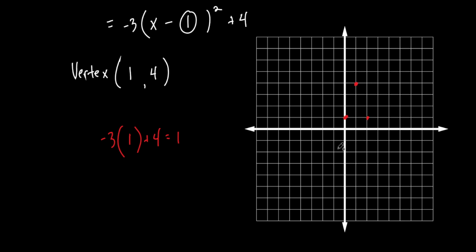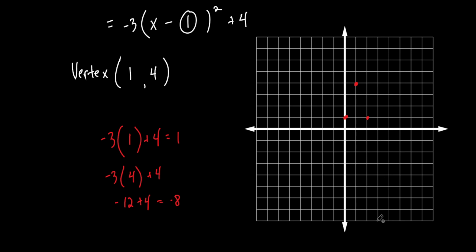You can kind of see how it's a little bit steeper than it normally would be. All right? Let's just put one more point in there, just see where that is. So let's put a 3 in for this. So it's negative 3 times 3 minus 1, which is 2. 2 squared is 4, times negative 3 is negative 12, plus 4 gives me negative 8. So when I put a 3 in for this, 1, 2, 3, where do I go?